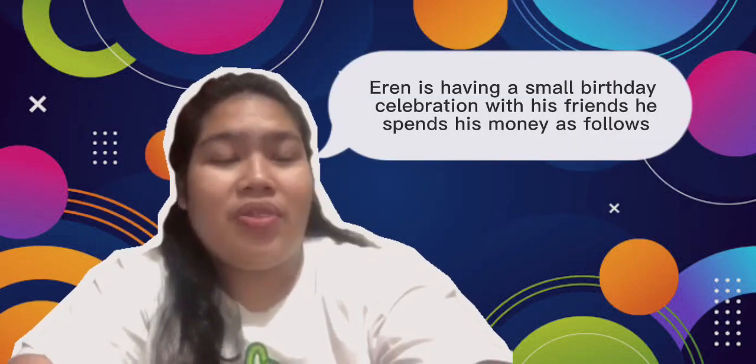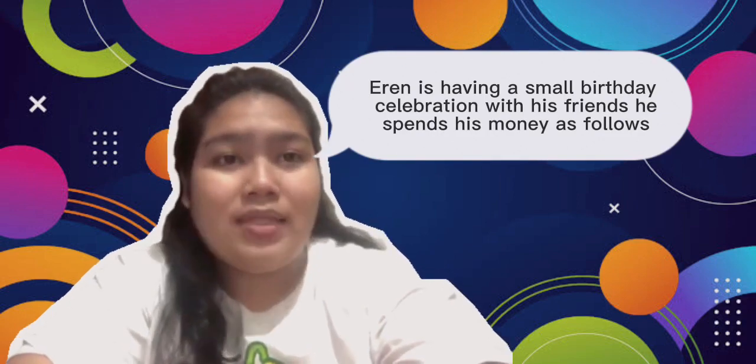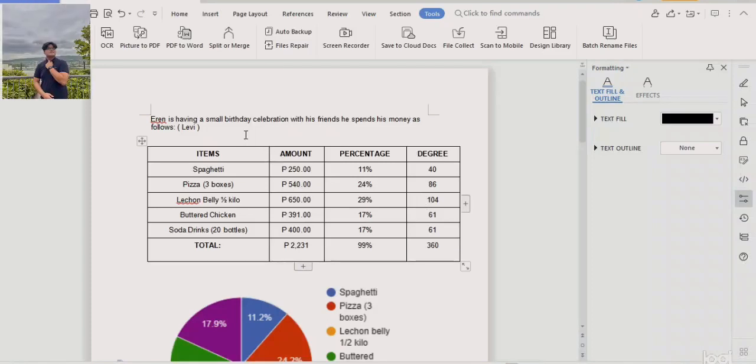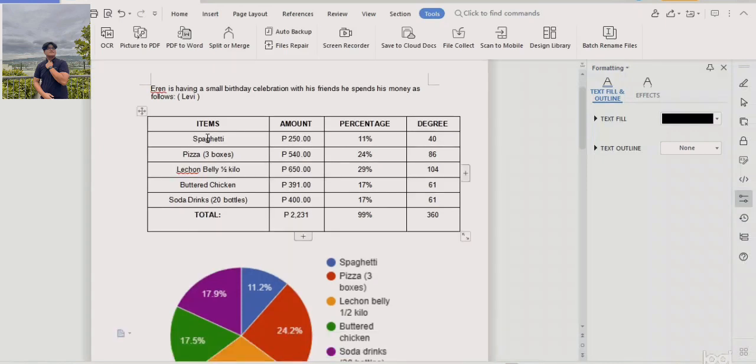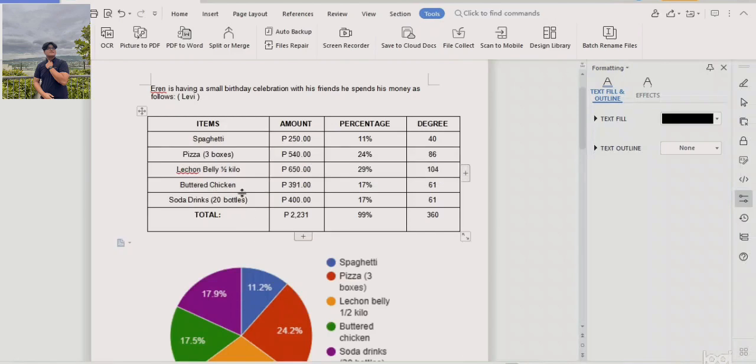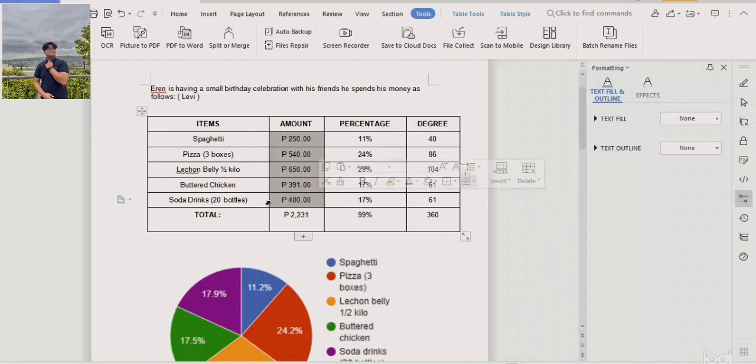Aaron is having a small birthday celebration with his friends. He spends his money as follows. Hello, my name is Levi Godinez, and today I'm going to show you a sample problem for making a pie chart. So the problem is, Aaron is having a small birthday celebration with his friends. He spends his money as follows. In his birthday celebration, he buys spaghetti, pizza, lechon belly, buttered chicken, and soda drinks. First, with the given amount of the cost of these items, we need to calculate the total amount. So the total amount is 2,231.